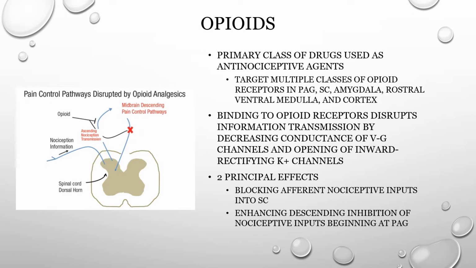Binding to opioid receptors disrupts information transmission in the nociceptive circuits by decreasing conductance of voltage-gated calcium channels and opening of inward rectifying potassium channels. Activation of the opioid receptors has two principal effects on nociceptive information transmission: blocking afferent nociceptive inputs into the spinal cord and enhancing descending inhibition of nociceptive inputs beginning at the level of the periaqueductal gray. These two effects of opioids decrease nociceptive information processing.